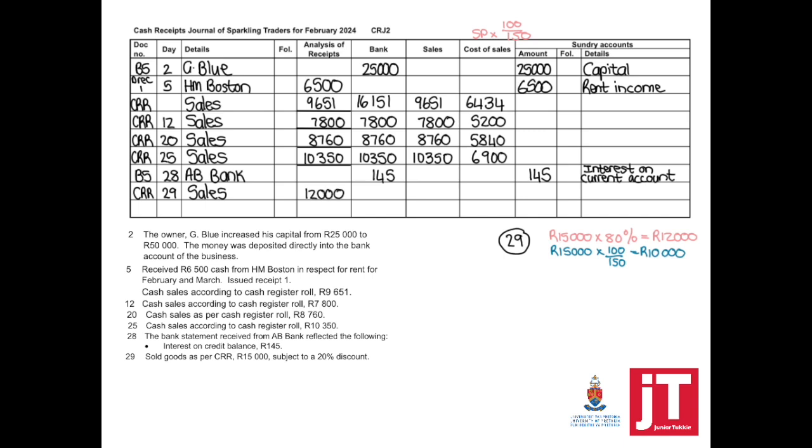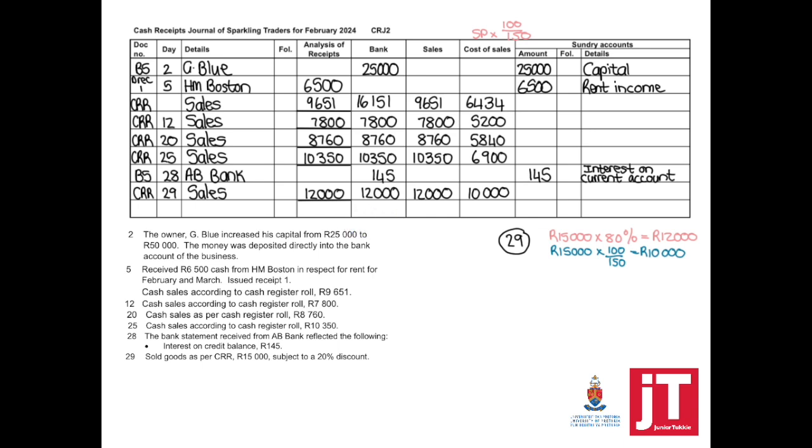So, analysis of receipts, 12,000. This is the amount after the discount was given. Sales, 12,000. Cost of sales, 10,000. It's the only transaction on day 29. Draw a line, and the same amount will appear under bank.